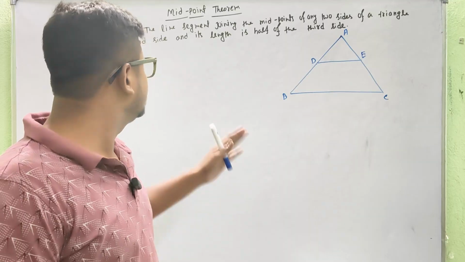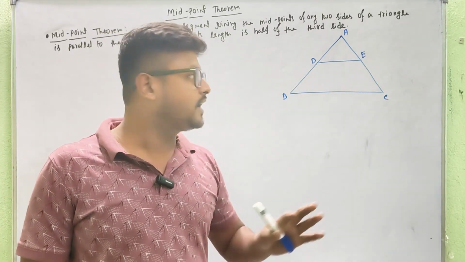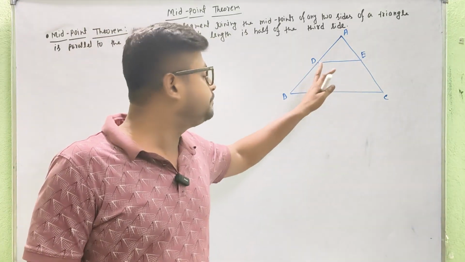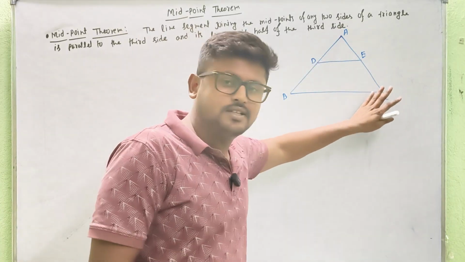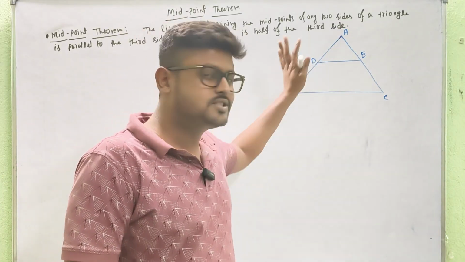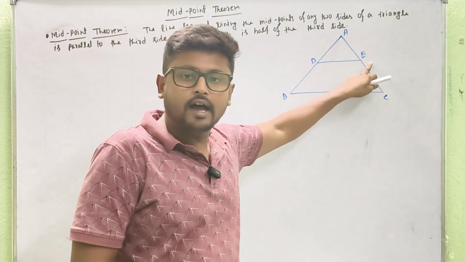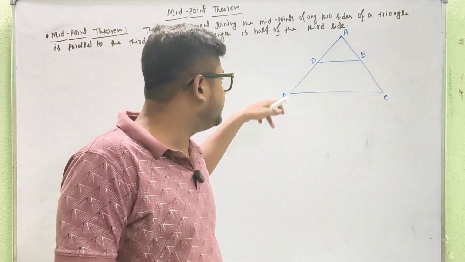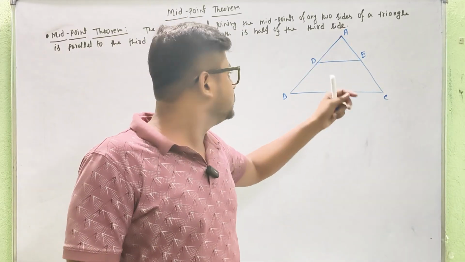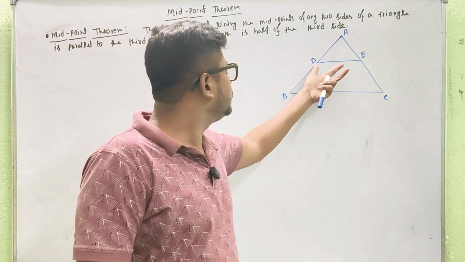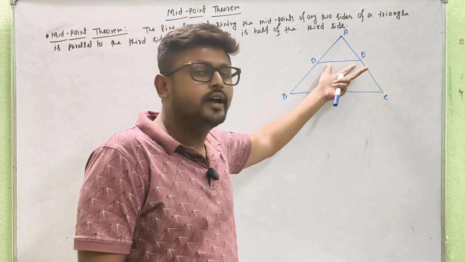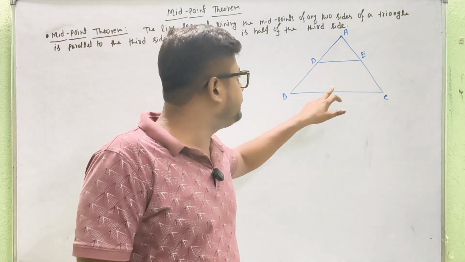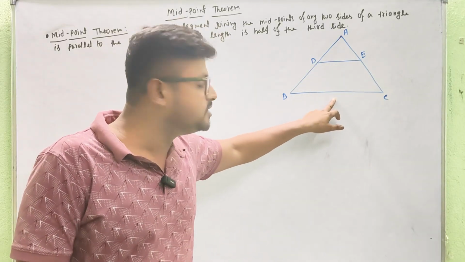What does the theorem state? The theorem states that the line segment joining the midpoints of any two sides of a triangle... Suppose ABC is a triangle. In this triangle, D and E are the midpoints of the sides AB and AC. Then if we join the points D and E, the line segment we get, DE, is parallel to its third side BC.